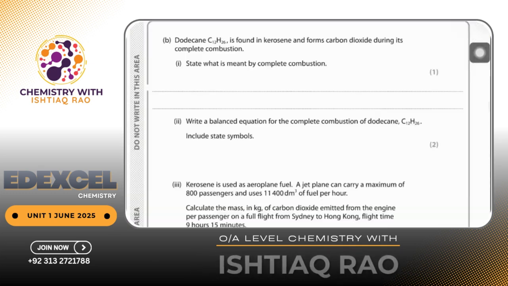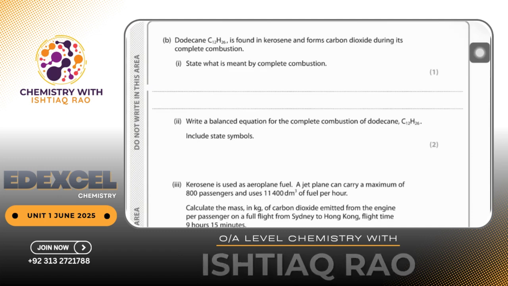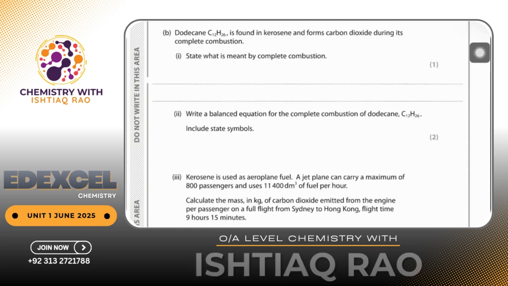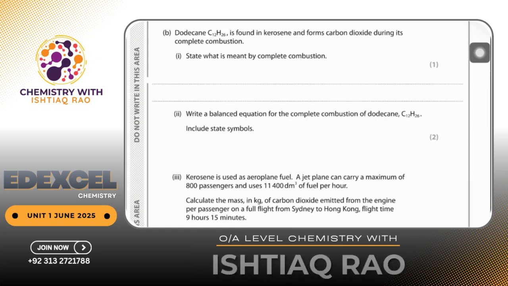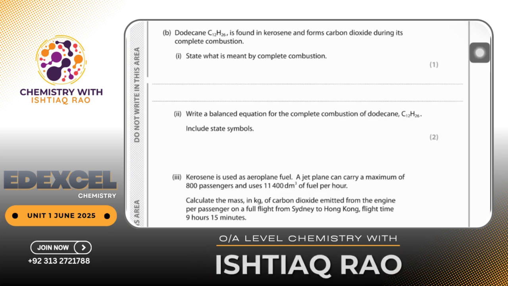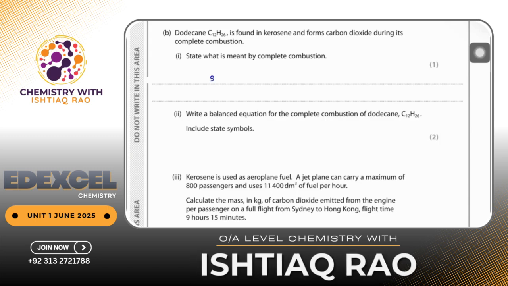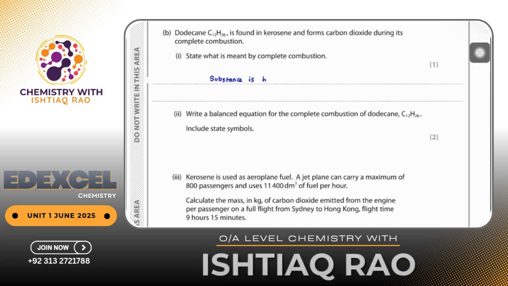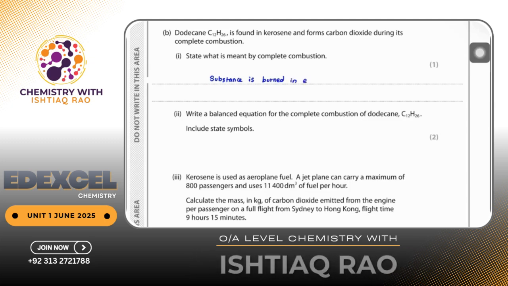Then dodecane is found in kerosene and forms carbon dioxide during its complete combustion. What is meant by the term complete combustion? Complete combustion is the one in which the substance is burned in an excess of oxygen.